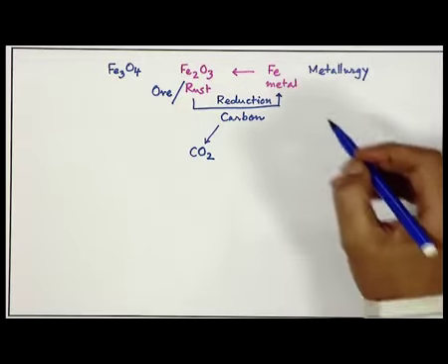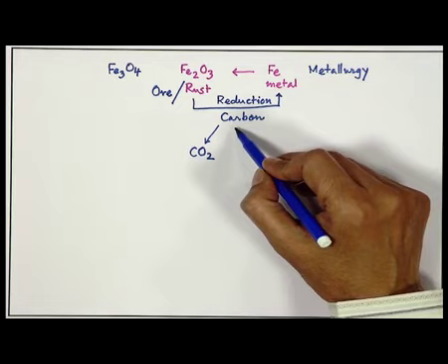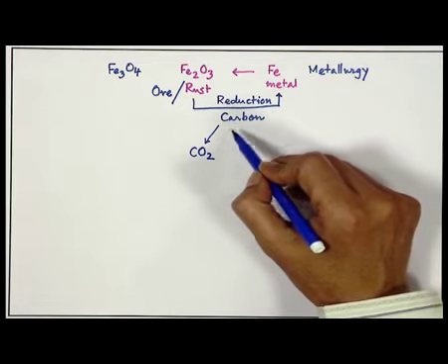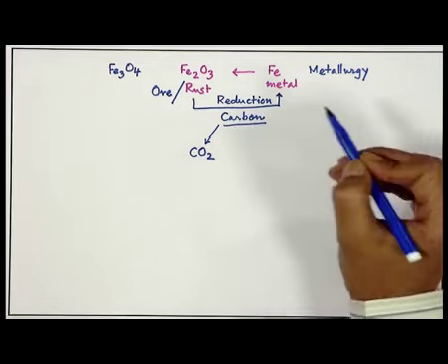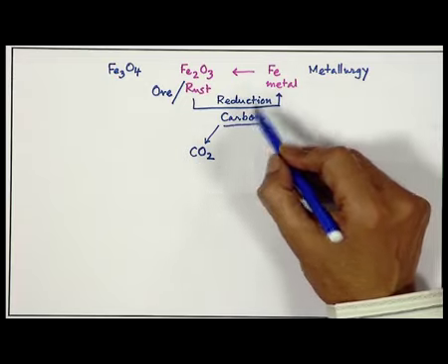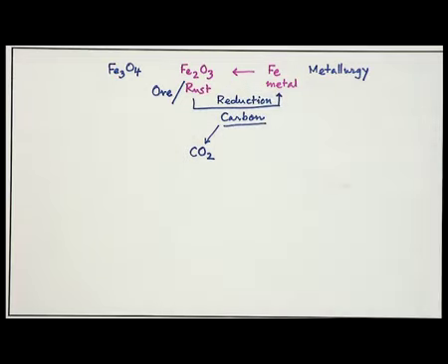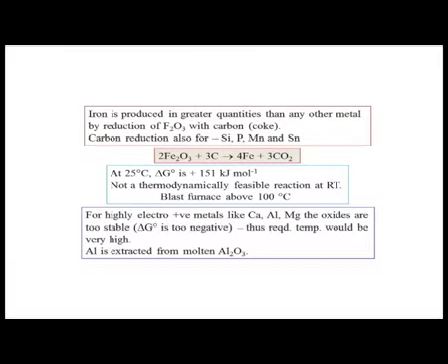So, this metallurgical process will involve the corresponding choice of the reduction. Carbon will be our reductant, which can be utilized for the reduction of iron from its ore. Iron we can produce in greater quantities than any other metal by reduction of Fe2O3 with carbon or coke. That is the typical methodology we use for getting iron from its ore. Carbon reduction is also feasible for other oxides.